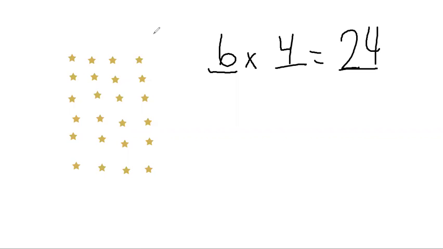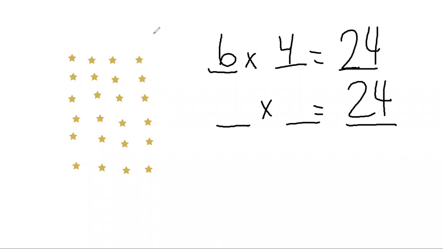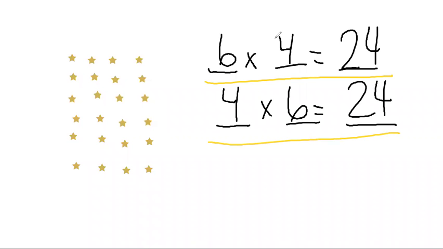Now I'm going to use the commutative property to write a related multiplication sentence for the same picture. All right, so my answer is still going to be 24. That's not going to change. I'm going to take my factors of 6 and 4 and just reverse the order. So instead of 6 times 4, I'm going to put my 4 first. 4 times 6 equals 24. 6 times 4 equals 24. A related multiplication sentence would be 4 times 6 equals 24.